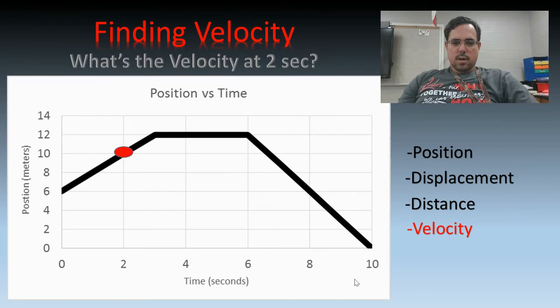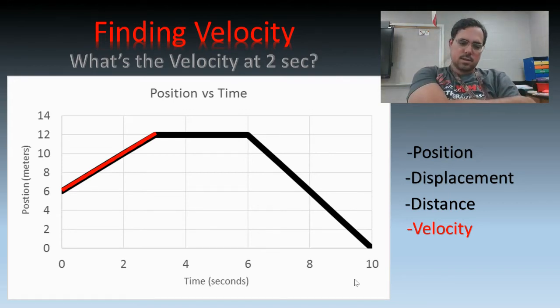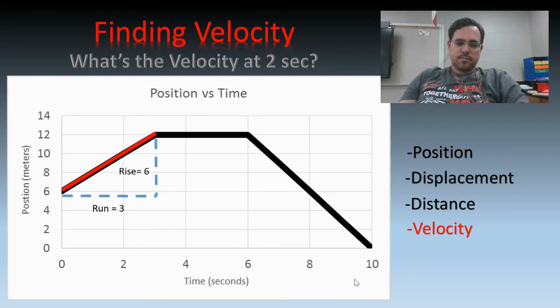Let's start with finding the velocity here at 2 seconds. That lands where you see that red dot, on the first line segment. So we're going to find the slope of that line. The slope of that line doesn't change between 0 and 3, and so the velocity doesn't change either. So if we find the slope of this line, that means anywhere between 0 and 3 seconds had that velocity.